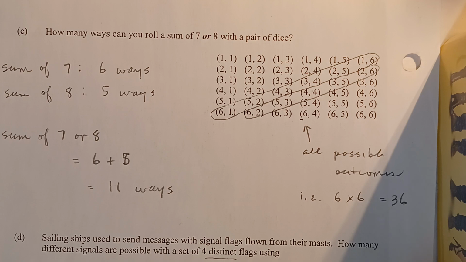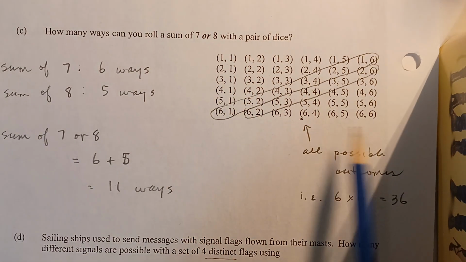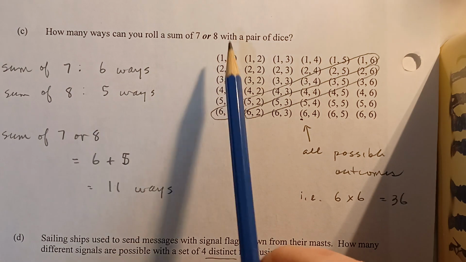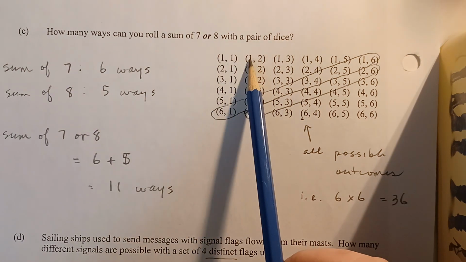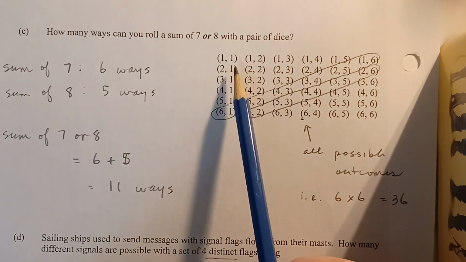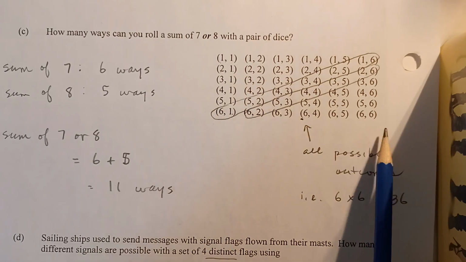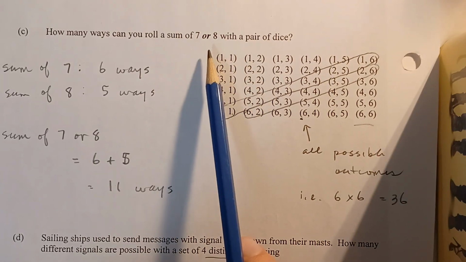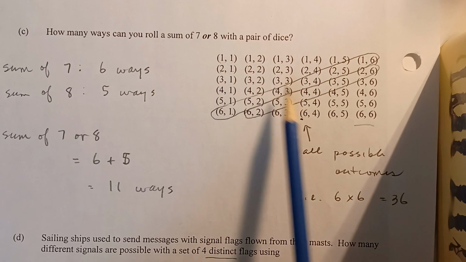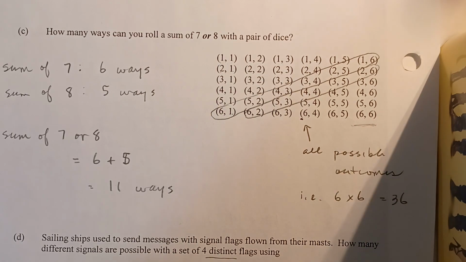Next example, how many ways can you roll a sum of 7 or 8 with a pair of dice? So you can look at this set of ordered pairs here. So this would be rolling a 1 and a 1, rolling a 1 and a 2, or rolling a 2 and a 1, etc. These are all the possibilities for rolling two dice.